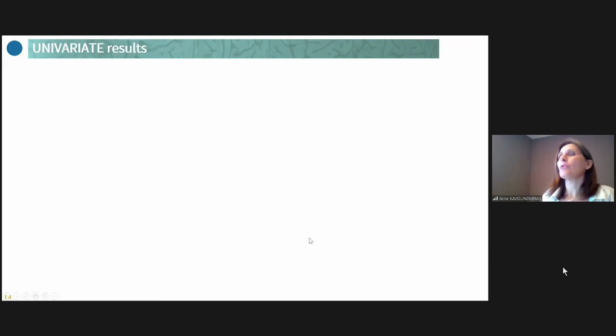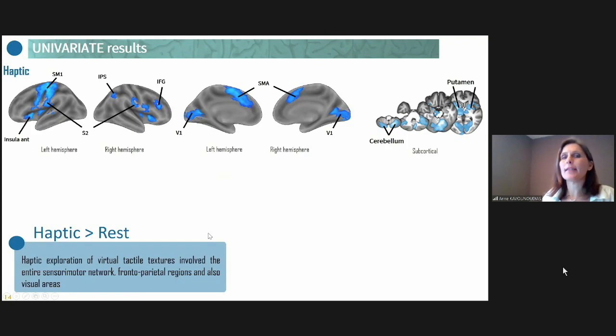So first, let's have a look at the univariate results. During the haptic exploration of virtual texture with the haptic sensory information, the whole sensory motor network was, of course, involved, but also some frontoparietal regions, the inferior frontal gyrus here and the anterior parietal sulcus here. And consistently with the literature, we also found visual areas.